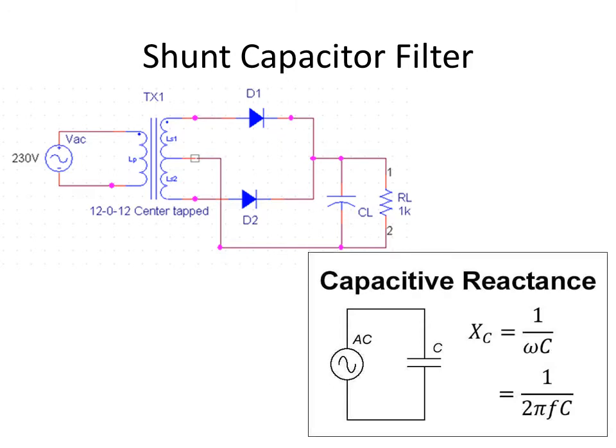In order to understand how a shunt capacitor filter filters the AC from its inputs, you can go through this equation for capacitive reactance. Capacitive reactance is defined as 1 by omega C, where omega is the angular frequency, which is given as 2 pi times the frequency F. So the capacitive reactance is actually the resistance offered to the flow of current by the capacitor.